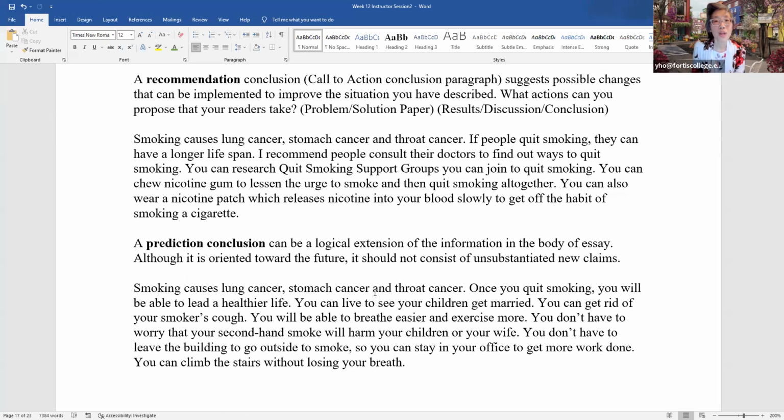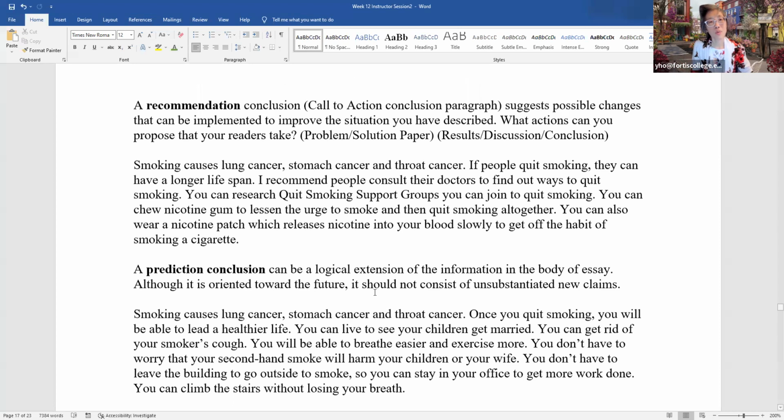You don't have to worry that your secondhand smoke is going to harm your family. You don't have to go outside to smoke, and you can stay in the office to get more work done. And you can climb your stairs without huffing and puffing. And so those are all prediction conclusions, where you predict what will happen if you quit smoking.